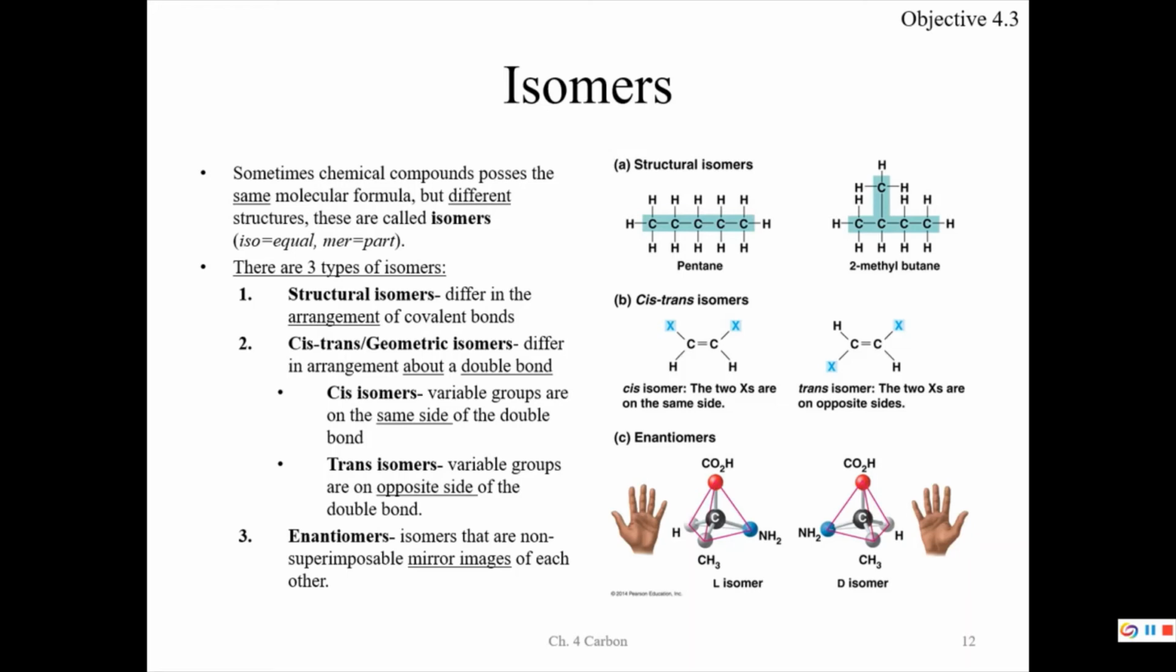We always call them L and D isomers, left and right, or R and S. L and D and R and S are used for different classes of molecules, like amino acids, or some other molecule could be used.